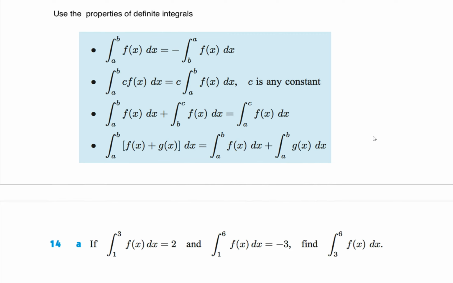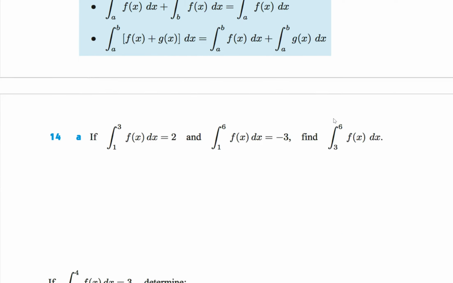So remember all the properties we talked about? If you switch the limits, then it's negated. You could pull out a constant. There's a transitive property where if you go from A to B, then B to C, you're just talking about areas. So area of this thing plus area of that thing is the area of the whole thing, A to C. And you can separate them. Well, we're going to use these properties to do things with just generic integrals. So let me show what I mean by that.